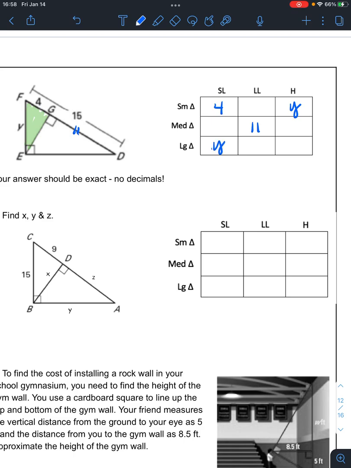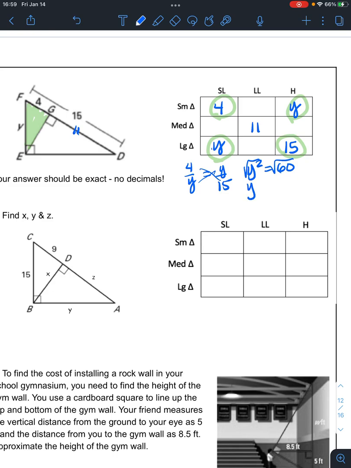And then my large triangle, I have my short leg is Y, my long leg, I don't know, and my hypotenuse is 15. So it's easy to see right here how you're going to set it up. This is a geometric mean problem. 4 over Y is equal to Y over 15. And so when you cross multiply those, I want exact answers, no decimals. I get Y squared is equal to 60.